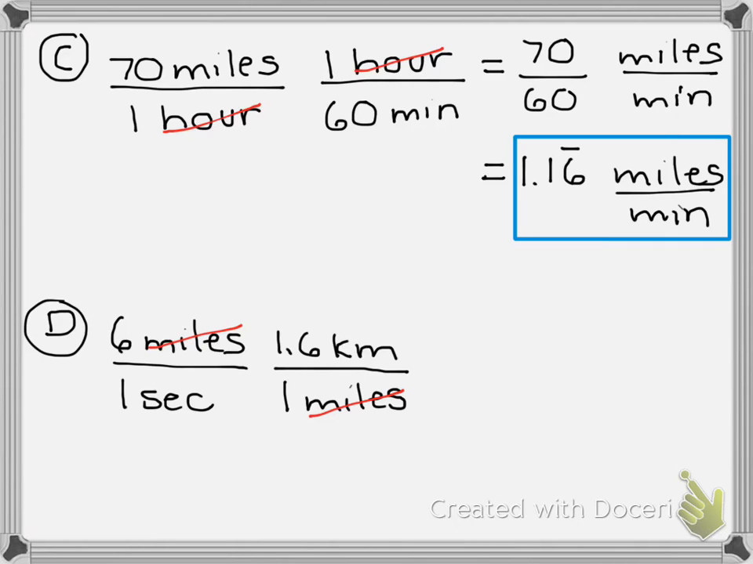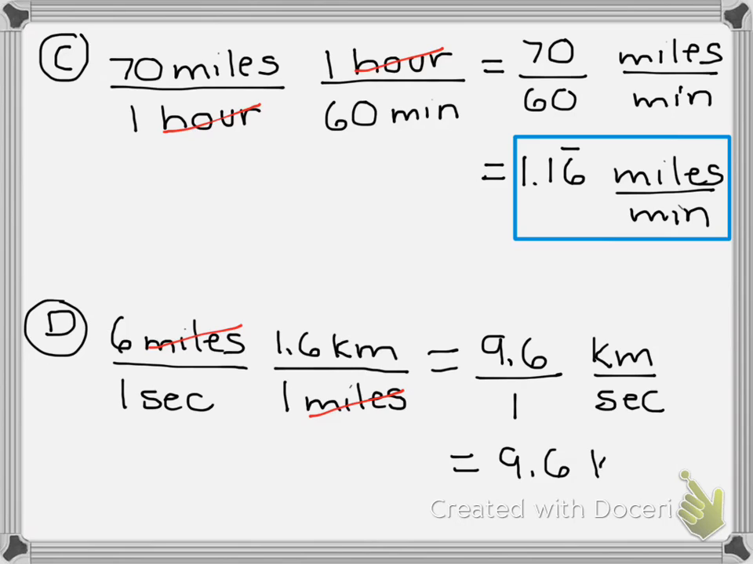And now we need to multiply. 6 times 1.6 is 9.6. And 1 times 1 is 1. So we have 9.6 over 1 kilometers per second. And when we divide 9.6 by 1, we just get 9.6 kilometers per second.